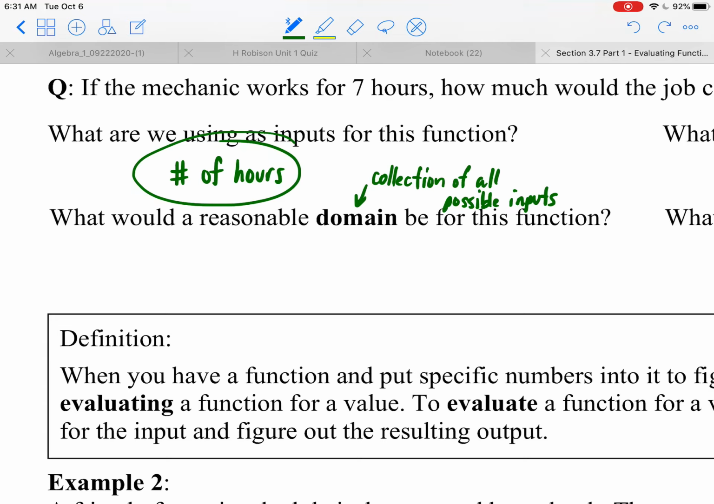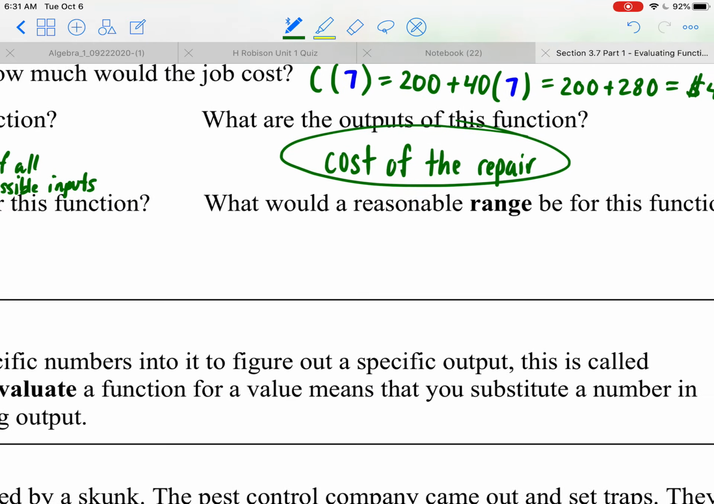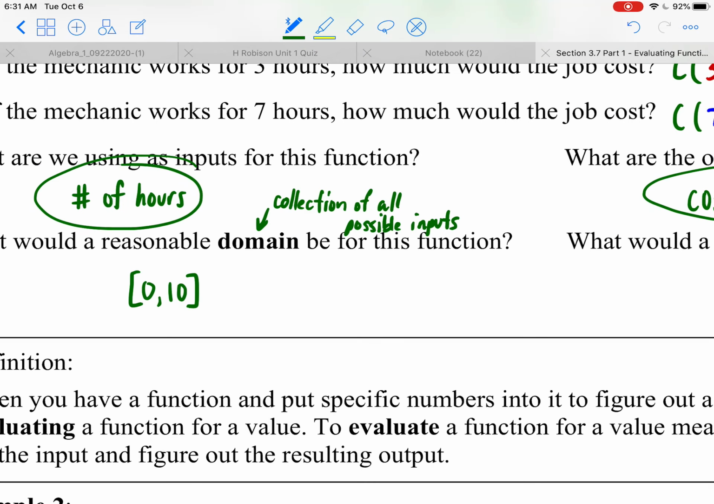But basically, I'm going to say any number between 0 and, I don't know, say 10. Maybe mufflers take longer. I could look it up, but I'm just going to throw out a ballpark answer of 0 to 10. So any number between 0 and 10 would be a reasonable input for this function. Remember, the domain is a collection of all the inputs. So we're saying, I think these are all the reasonable numbers of hours your mechanic could work.